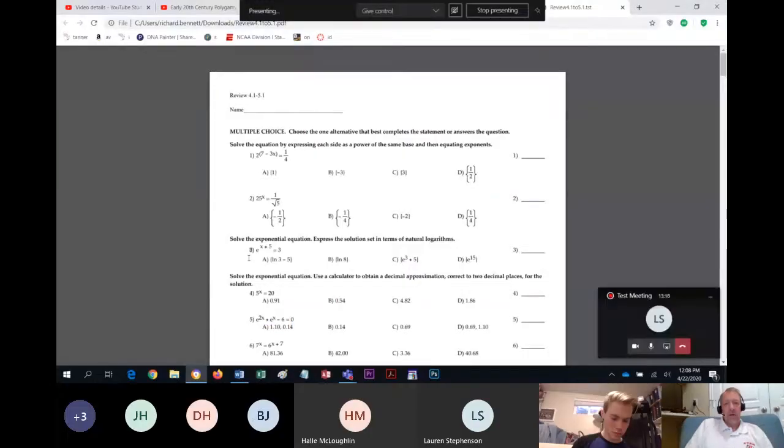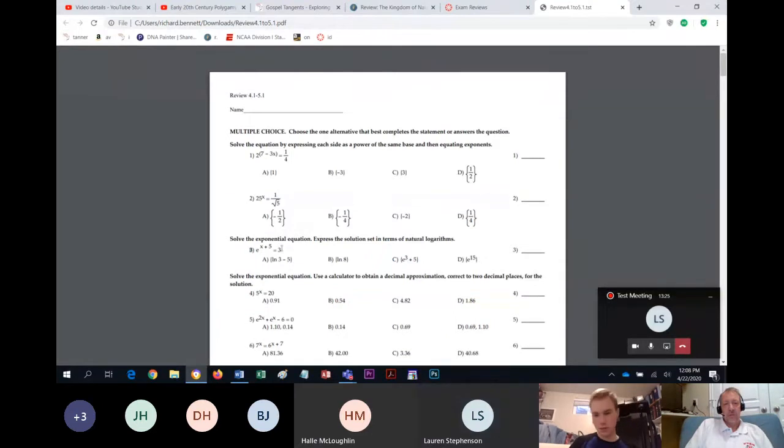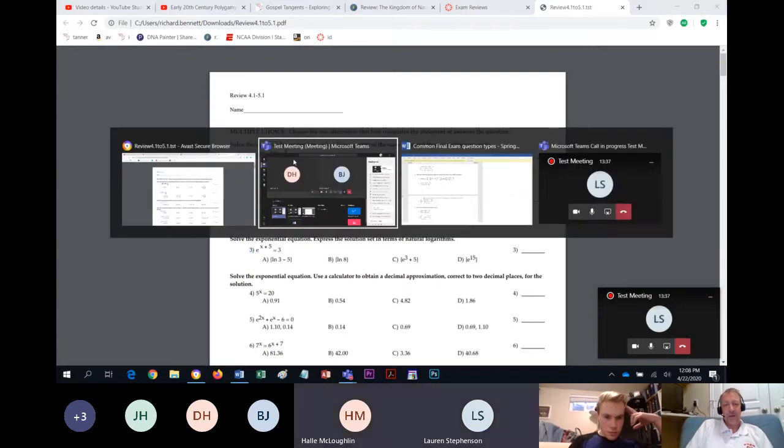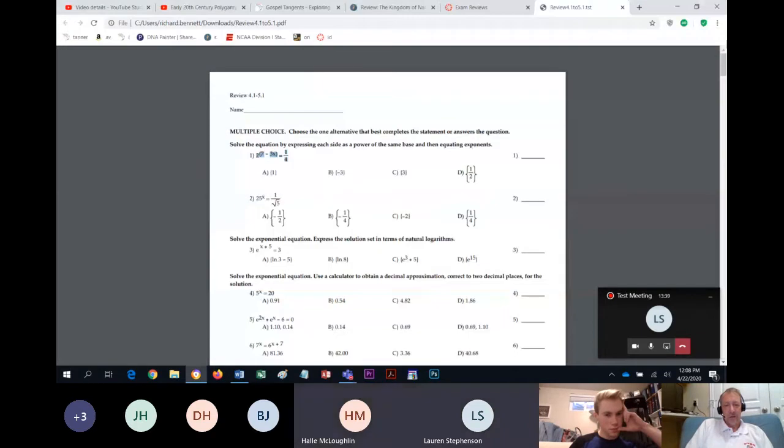All right, so the first problem you don't know how to do? Yeah, I just can't really remember the process. Okay, so it's 2 to the 7 minus 3x equals 1/4. Does anybody have any ideas? I'm going to try to copy this. I don't know how well it's going to copy, though. We'll see. Any ideas where to start on this one?